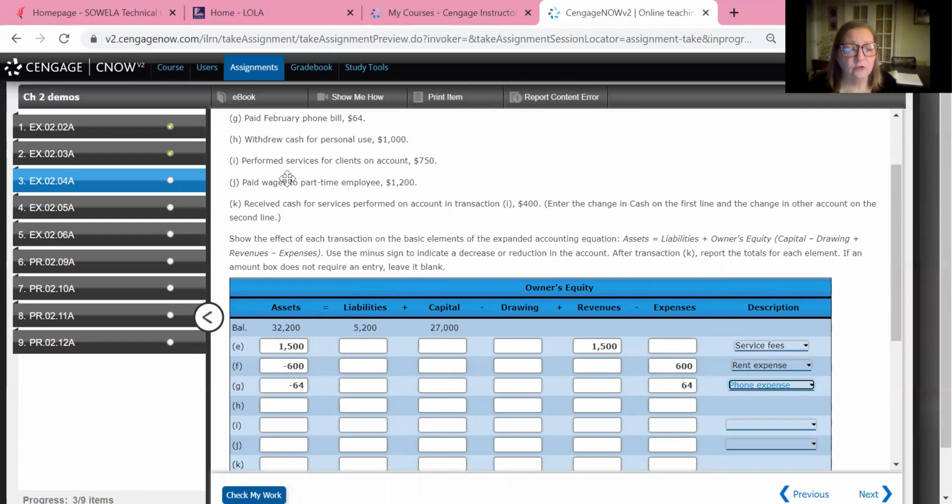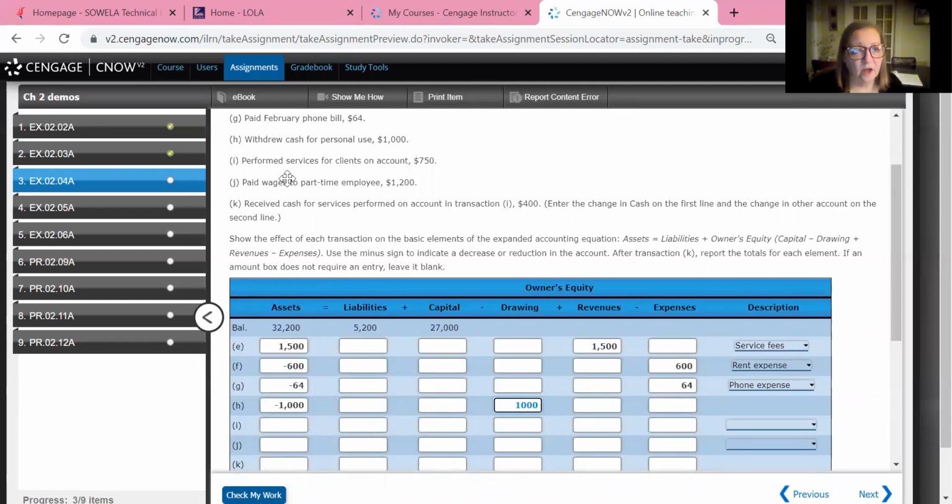Now H, withdrew cash for personal use. Okay. So if you withdrew cash, it means the assets just decreased. Every time we pay out some money, withdrawing money is paying out money. And it's called drawing or withdrawing. And everyone knows it's understood that just like with expenses, drawing decreases the equity. So drawing is always a decrease in the equity. So you don't have to put a negative in front of it. They don't even want a description on that. I guess they think it's self-explanatory.